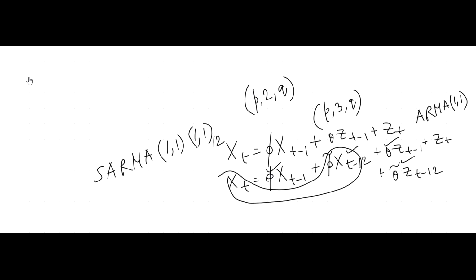Is the SARMA model clear to you? At least notationally. I mean, we don't need the mathematical properties, but the notation, how we write it and why we use such a notation.